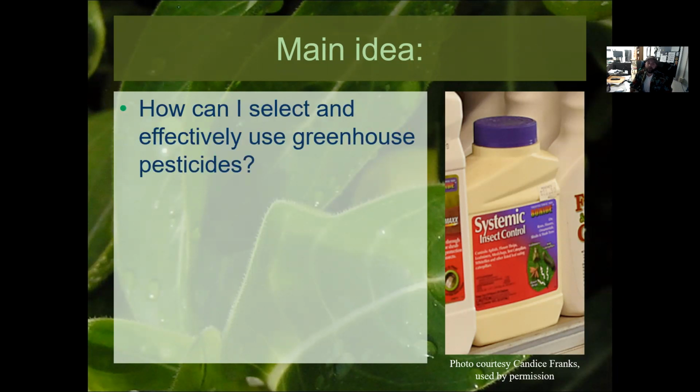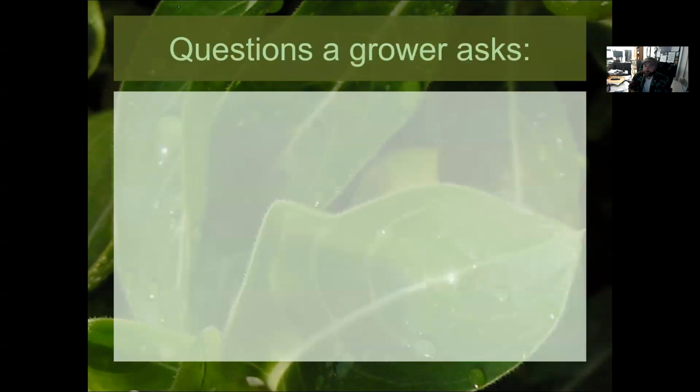So the main idea here, how can I select and effectively use greenhouse pesticides? The number one thing I always profess in this class is safety no matter what you do. But when it comes to pesticides, you need to make sure you're reading that label every single time. So questions a grower will ask. So is a pesticide required?